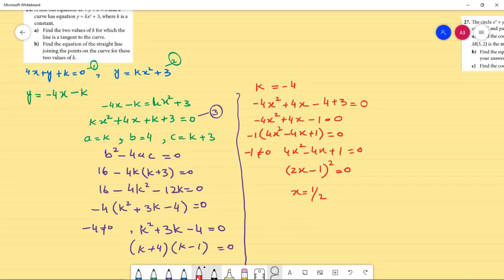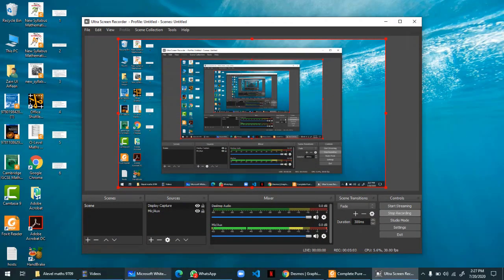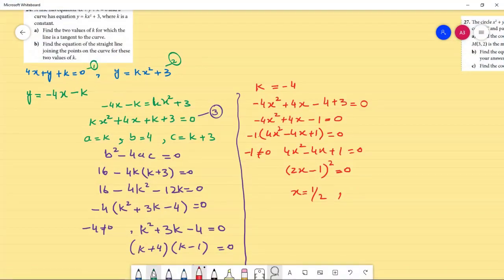Now put this value in any of the equations, that is y is equal to -4x minus k. So y is equal to -4 into 1 by 2 minus k, and k is equal to -4. So -4 times 1 by 2 would become -2 and plus 4 will become plus 2.